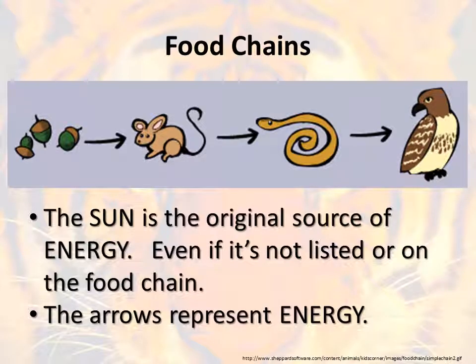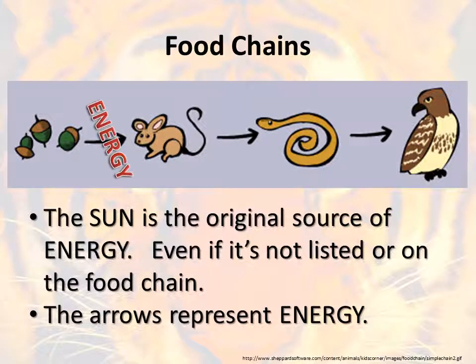Let's start by looking at food chains. This is a pretty basic idea. Some of the real important items that you always want to remember on food chains, even if it's not there, is that the sun is always the original source of energy. Now, most food chains will not list the sun. It's just accepted that everybody understands that all the energy starts with the sun.